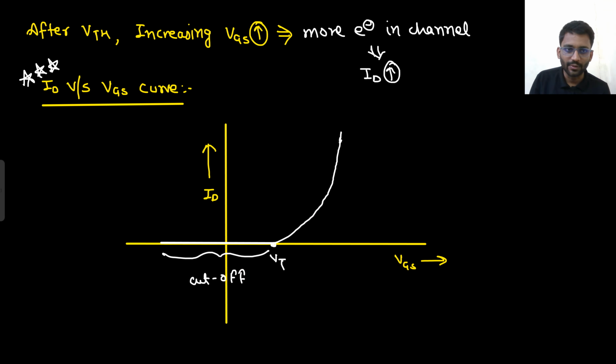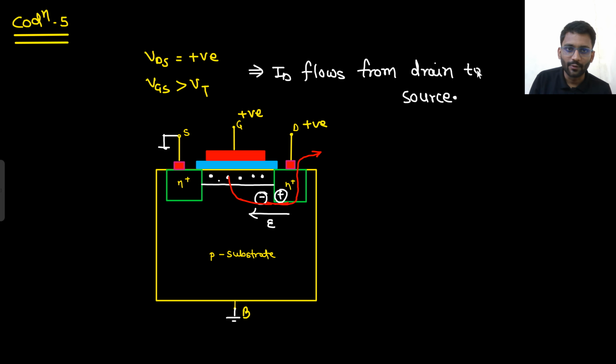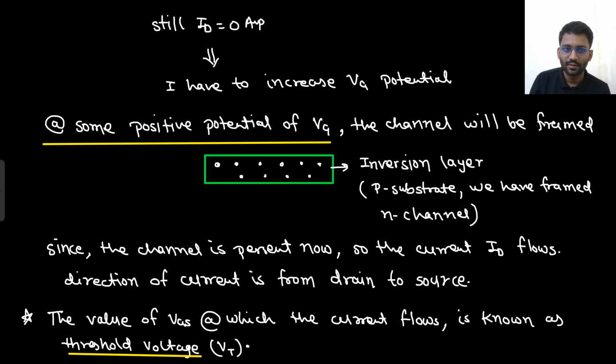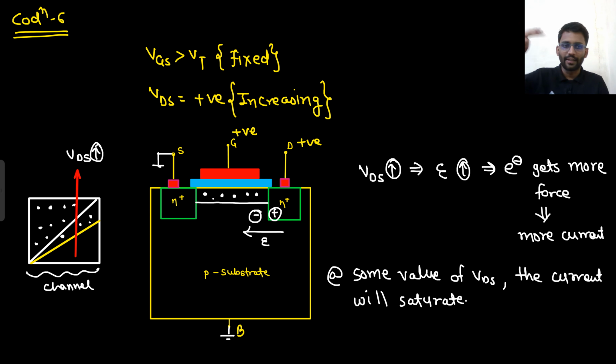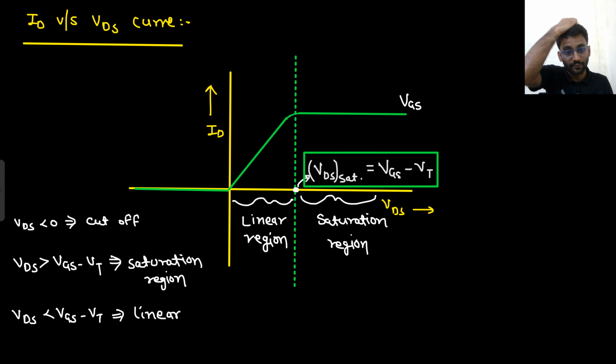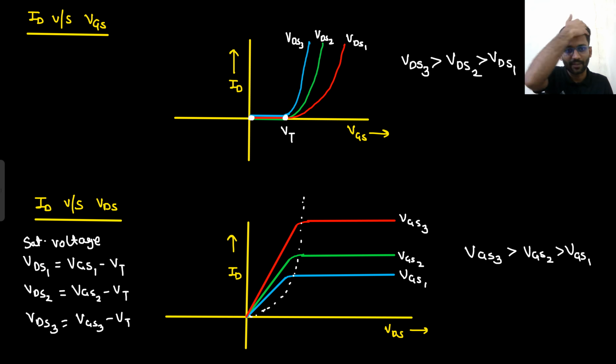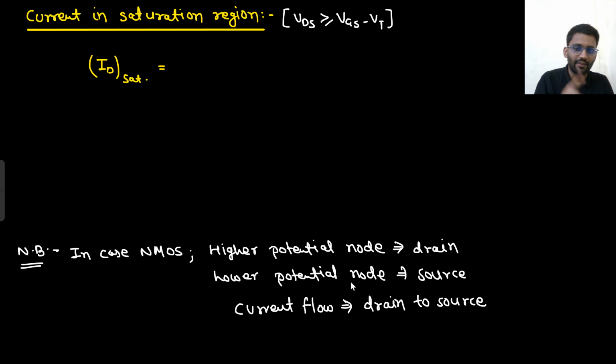Here I did not write it opposite, right? ID flows from drain to source. The electrons are going from source to drain, so the direction of current will be drain to source. And which was at higher potential? The drain was at higher potential and source was at lower potential.